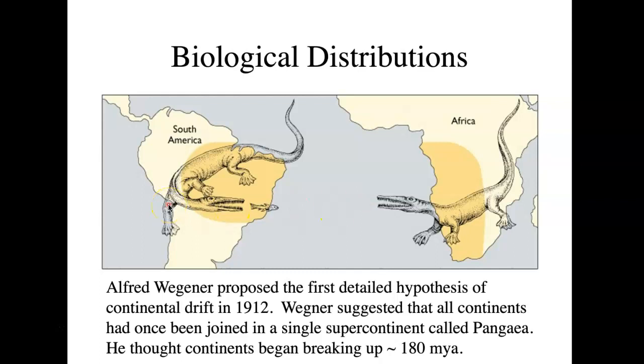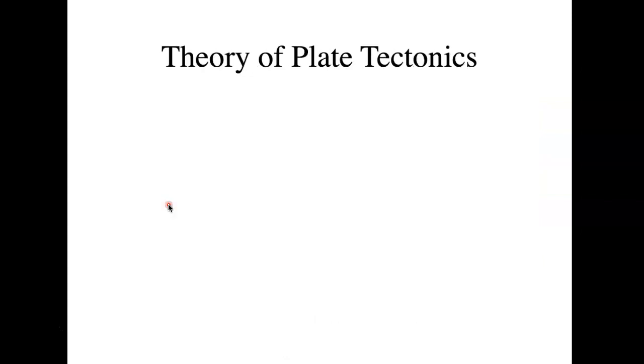Alfred Wegener proposed the first detailed hypothesis of what we now call continental drift. He came up with this back in 1912: that the continents were at one point in time, over 200 million years ago, all together, and that around 180 million years ago this supercontinent, which we now call Pangea, started to break up. Wegener coined the name Pangea.